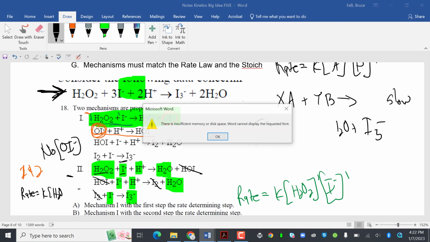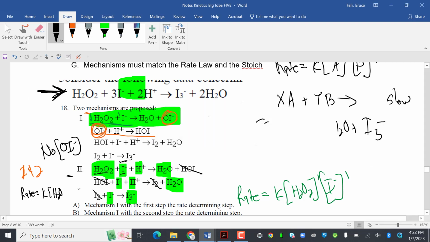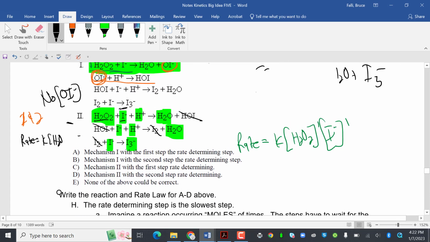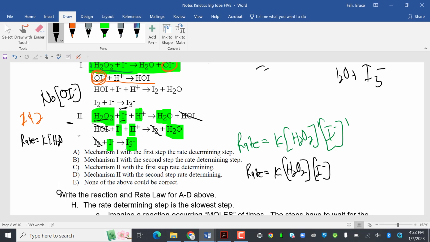So let's take a look at what C looks like. Mechanism 2 with the first step rate determining. If that was the case, I'm going to have rate equals K H2O2 times I negative times H positive. So see how that first step would have everything in there with those coefficients of 1, 1, 1, 1, 1.